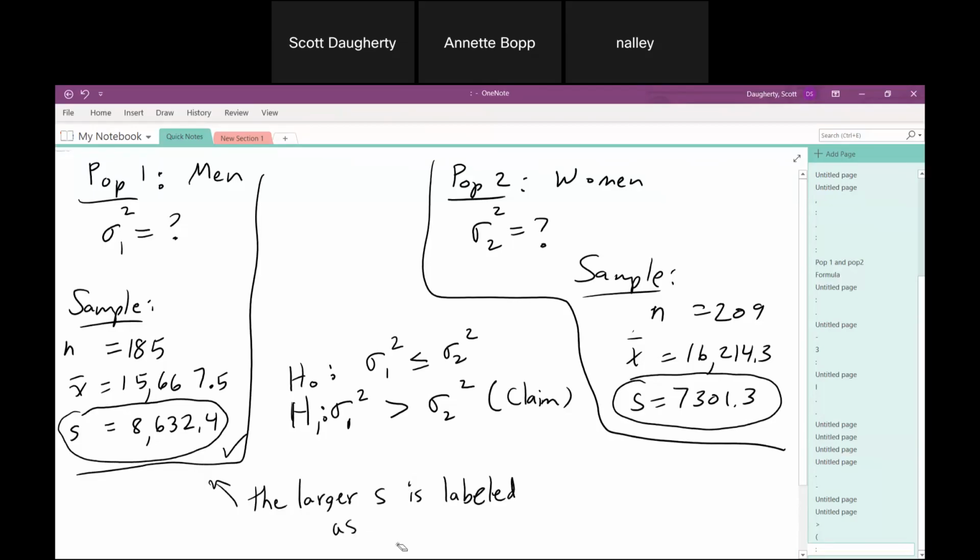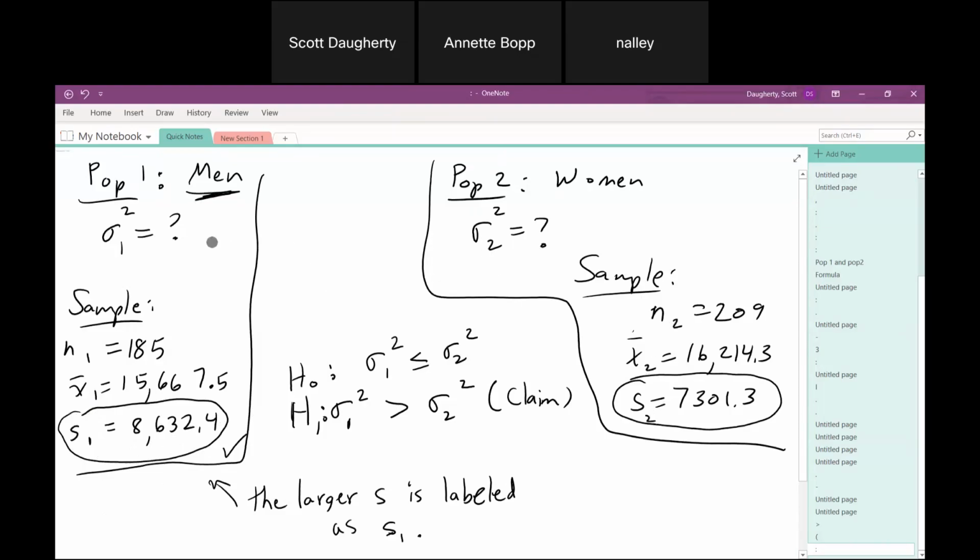So the larger one is labeled as S1. And so everything is, now this is labeled one, everything's one, so this is population one. Population one would be men, only because they have a larger sample standard deviation. You can't arbitrarily pick men to be two. Men have to be one. It's important that you do this. The one with the larger sample standard deviation has to be labeled one. And then the one with the smaller sample standard deviation is labeled as two.